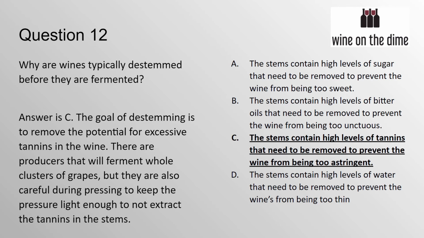The answer here is C. The goal of destemming is to remove the potential excess of tannins in wine. There are producers that will ferment whole clusters of grapes, but they are also careful during pressing to keep the pressure light enough not to extract the tannins from the stems.